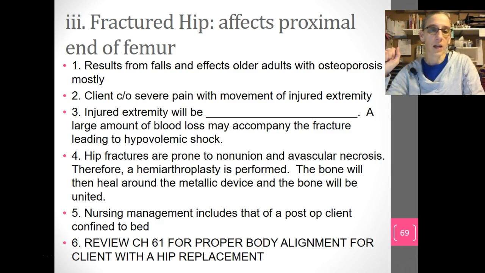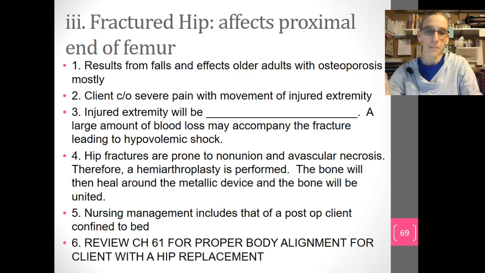A large amount of blood loss may accompany the fracture, leading to hypovolemic shock, so we have to monitor for that. Hip fractures are prone to non-union and avascular necrosis. We already talked about that the femoral head was one of the most significant places for avascular necrosis. Therefore, hemiarthroplasty is performed. Hemi, meaning half. So a hemiarthroplasty is where half of the hip joint is prosthetic. So the bone then heals around the metallic device, and then the bone will be united.